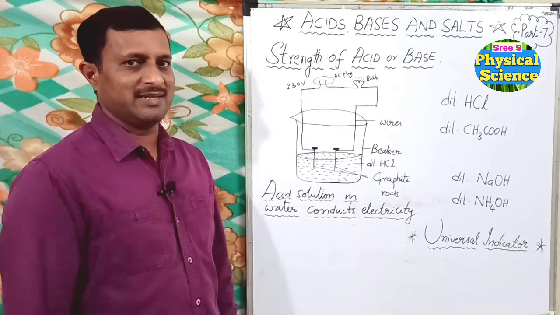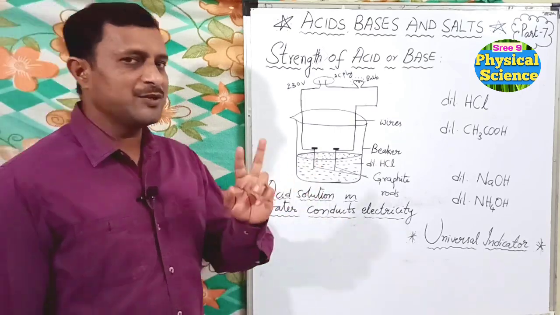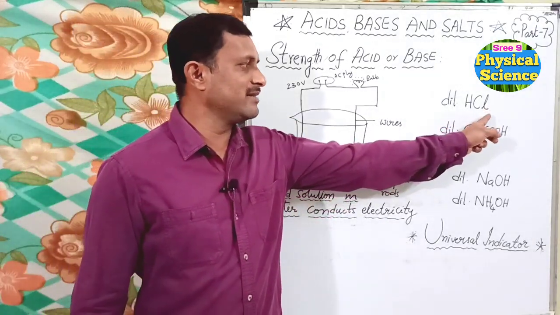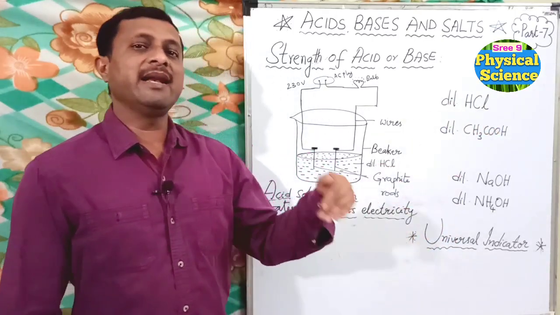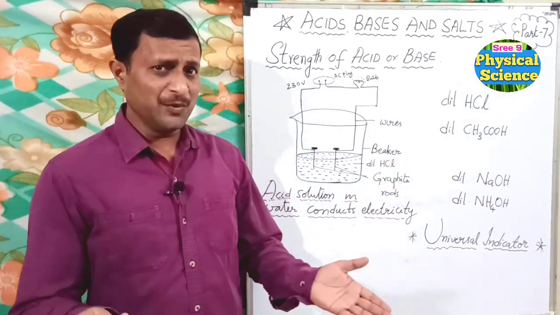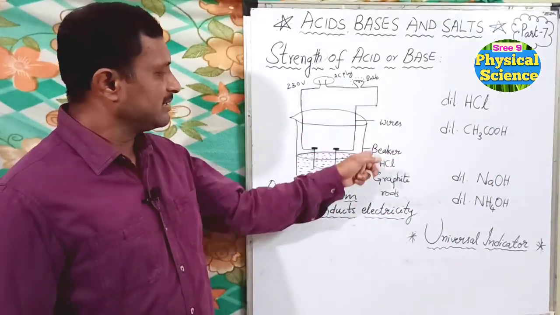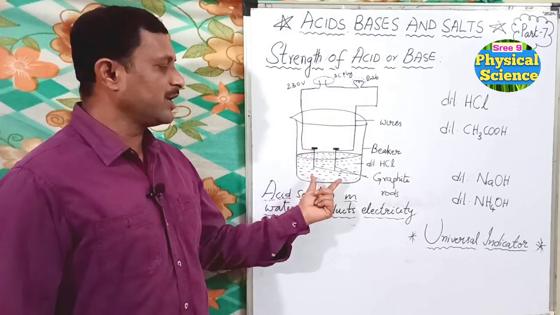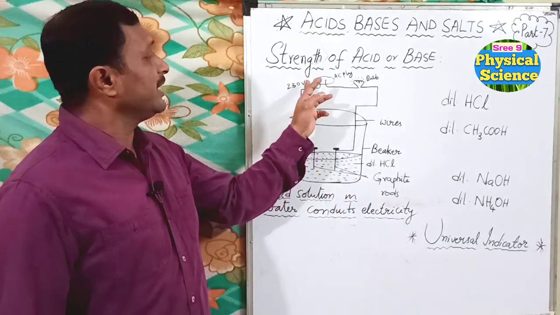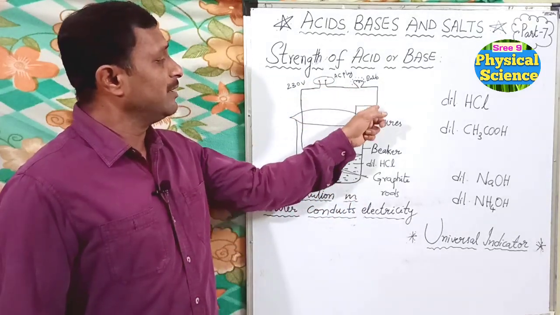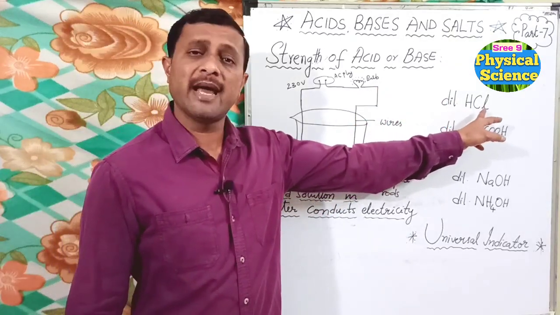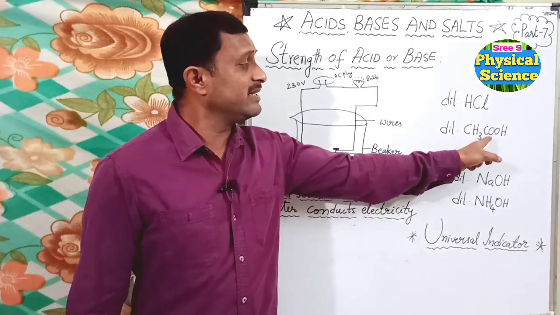different acids and bases. So first we have to take two beakers. In one of the beakers we take dilute HCl, that is dilute hydrochloric acid, and in the other beaker we take dilute acetic acid. In both beakers we arrange two graphite rods immersed in the solution, connected to a 230 volts AC plug, and in between a bulb is connected, in both the dilute hydrochloric acid solution and the dilute acetic acid solution.